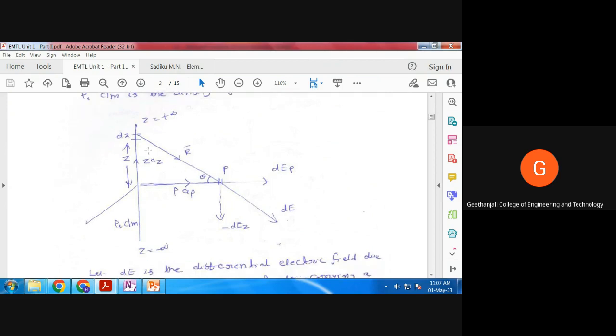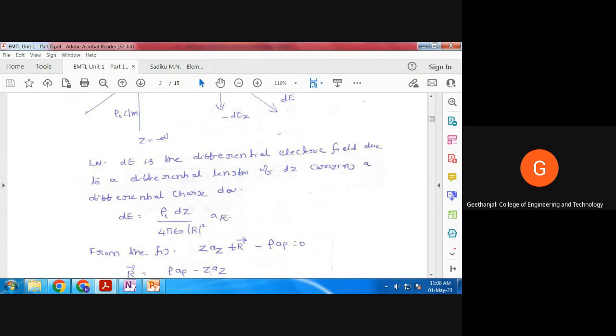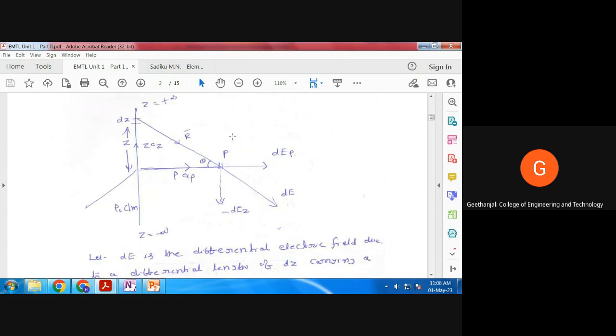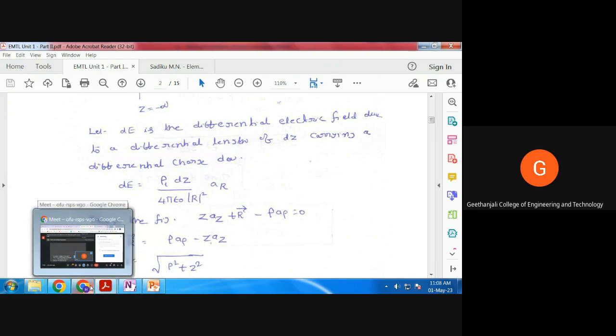So dz has how much charge? rho L into dz. Take this as a point charge. So what is the corresponding differential electric field at point P? The magnitude is given by dq, that is rho L into dz, divided by 4 pi epsilon naught r square, times a_r. What is a_r? Along the direction of r. Vector r is directed from dz to point P. Now what I have to do is, because I want an expression in cylindrical coordinates, I have to express r square and a_r in cylindrical coordinates.